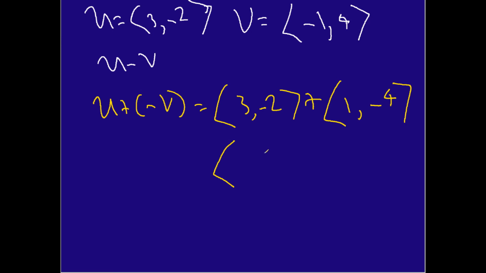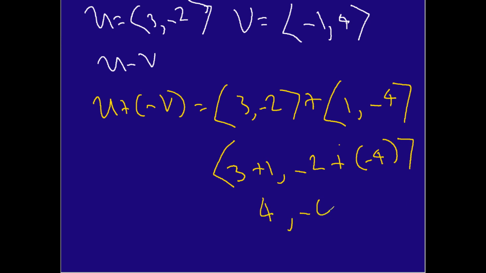So now we have 3 plus 1 minus 2 plus minus 4, like that. And so when we finally work it out, 3 plus 1 is going to be 4, and minus 2 plus minus 4 is going to be minus 6. So this is our answer right here.